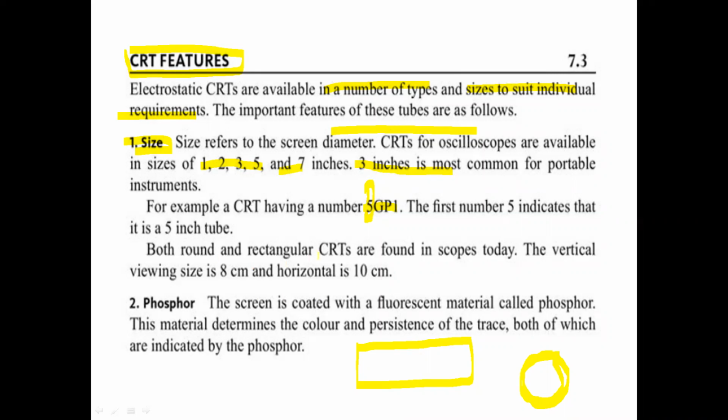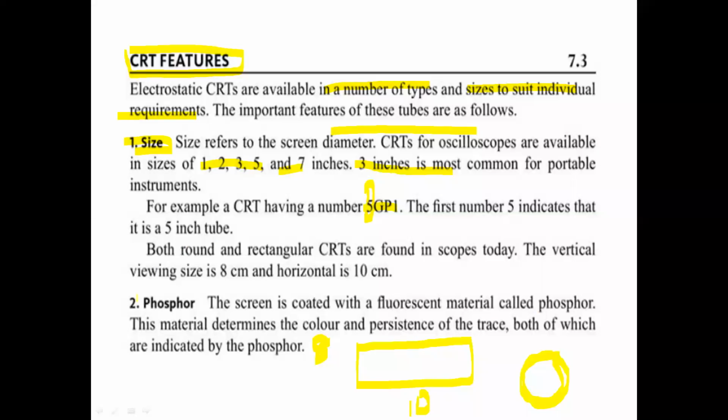Both round and rectangular CRTs are found in scopes today. The vertical viewing size is 8 centimeters and horizontal 10 centimeters. So vertical is 8 centimeters, and horizontal is 10 centimeters. Okay, so this is about the size of the screen.